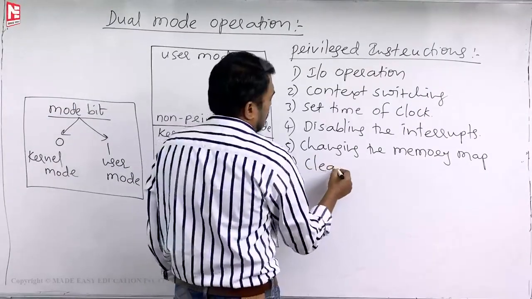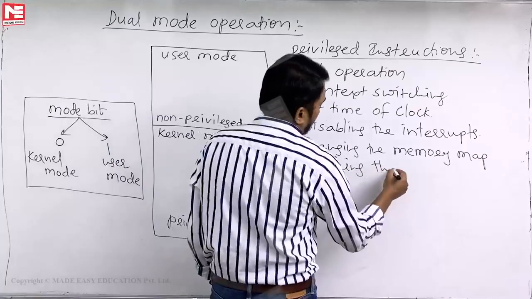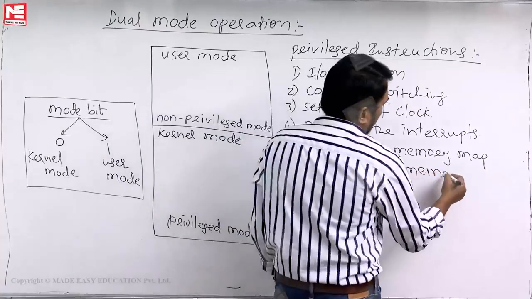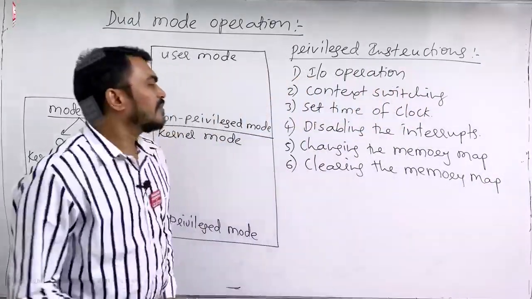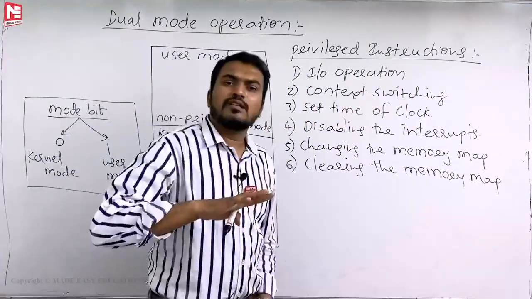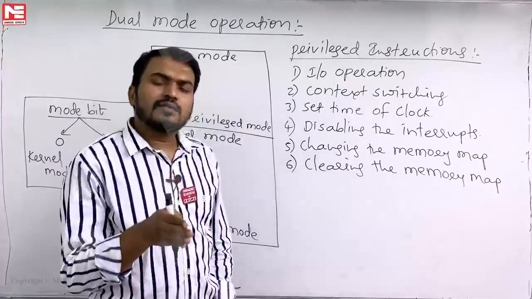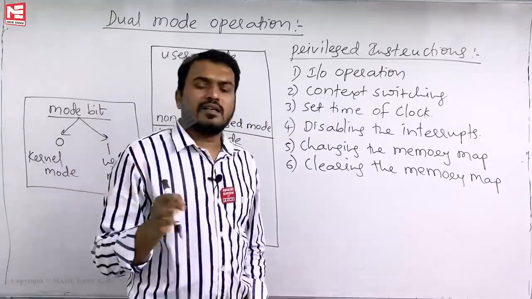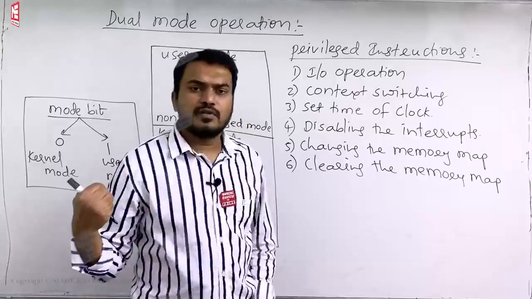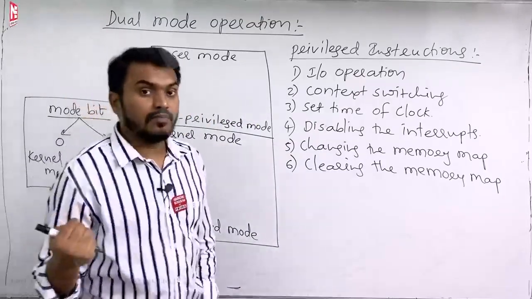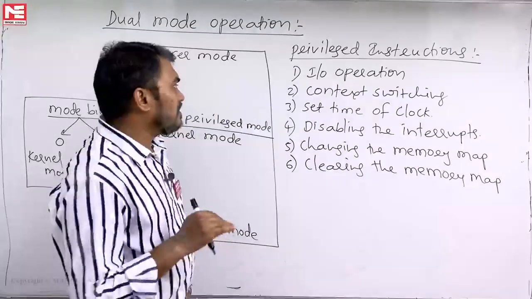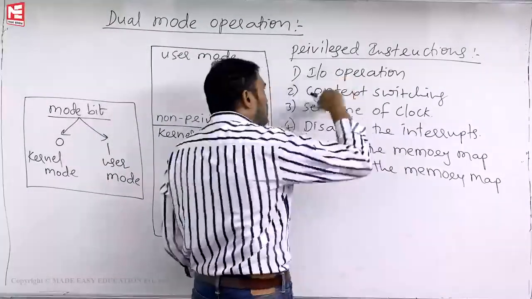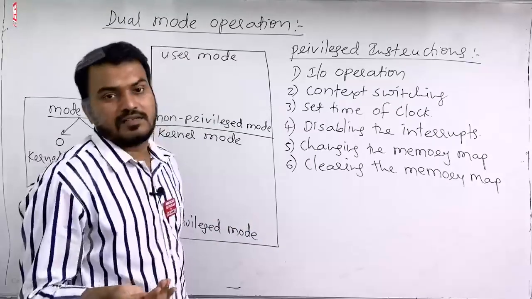Next, clearing the memory map. Clearing the memory map means, simply, deallocating memory from the process. We are removing the process from memory, so we take it out. So deallocating memory from the process once it has completed execution is also called a privileged instruction. Remember, these are some of the known privileged instructions.